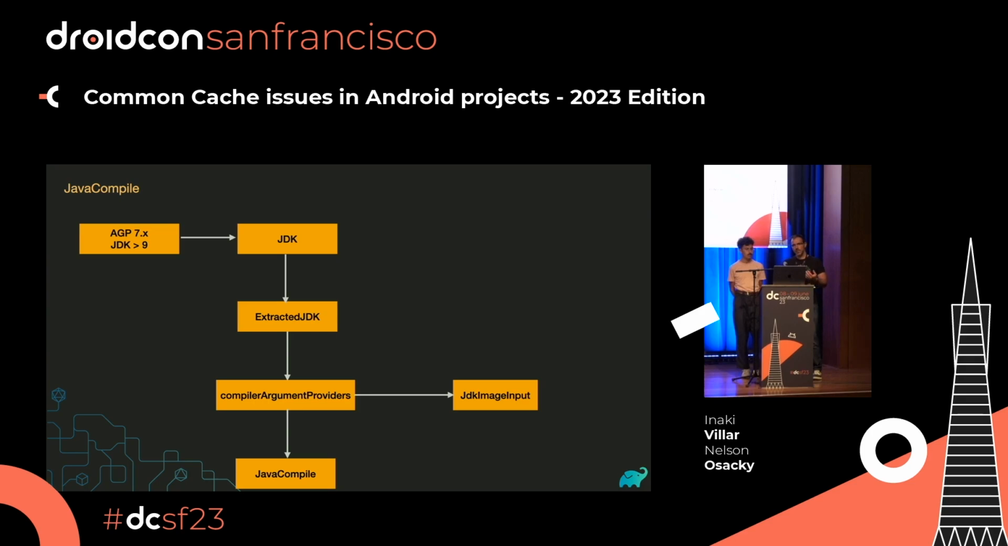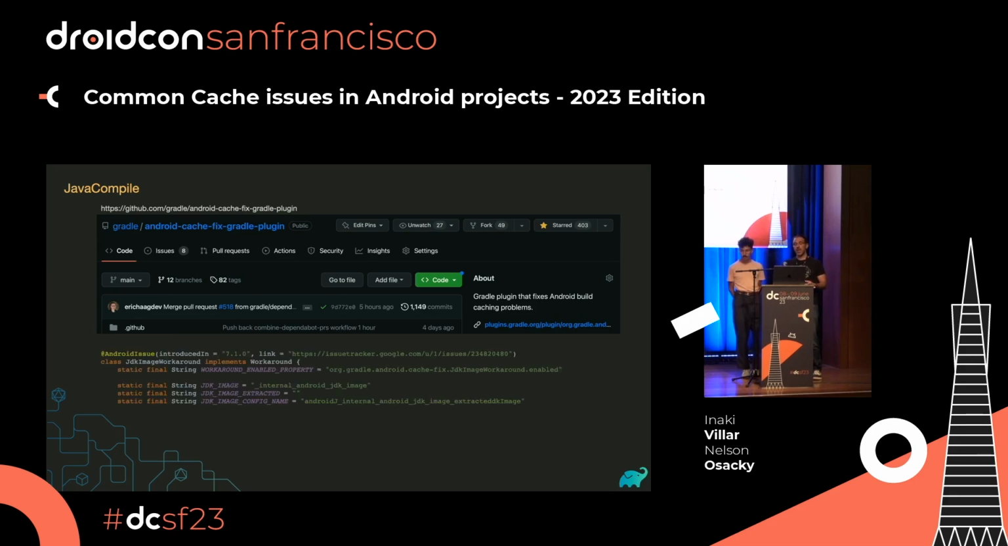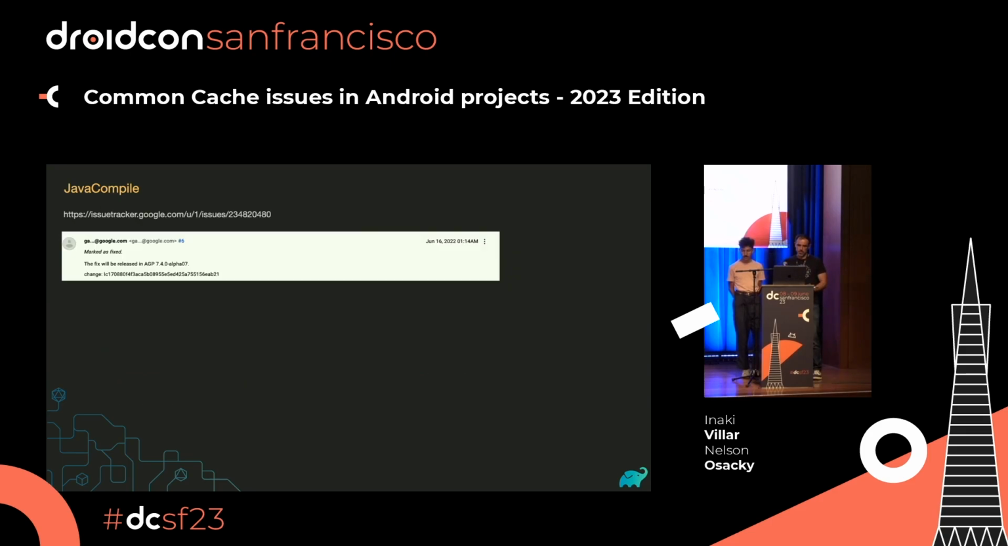But when you have some differences, we have seen that the output was different. So we created an issue, and in our plugin, called Android Cache Fix Gradle plugin, thanks to our colleague Gary, we fixed this problem. This problem was fixed by normalizing the small differences that we were having in the SDK. So the issue Google mentioned was fixed in 7.4.